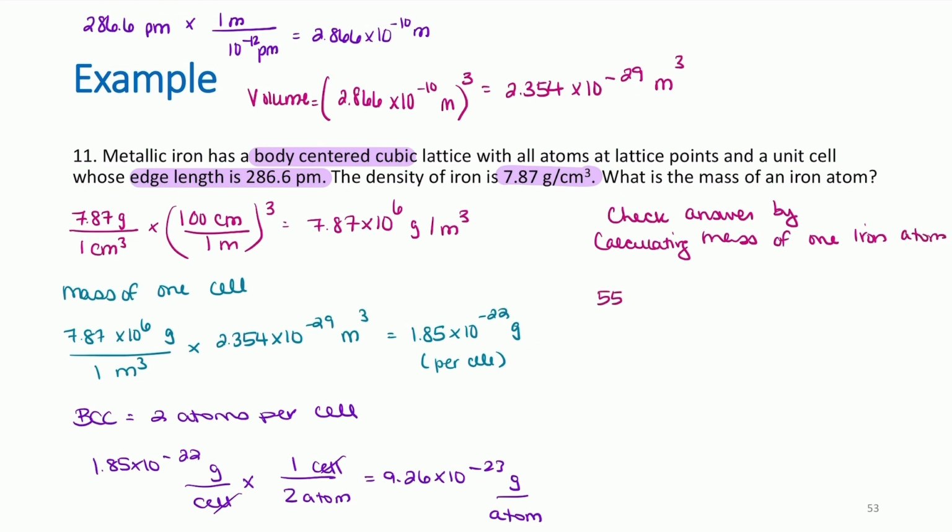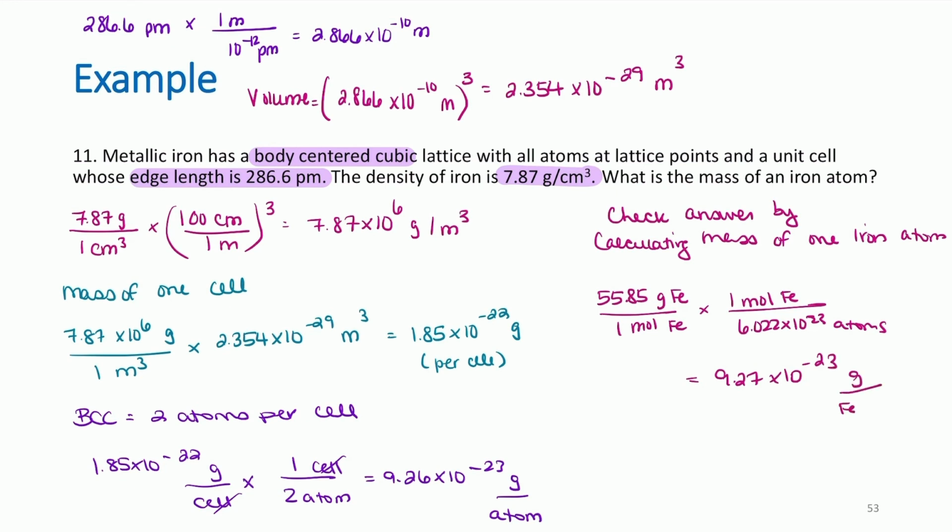I know iron is 55.85 grams per 1 mole. I know 1 mole is 6.022 times 10 to the 23rd. That gives 9.27 times 10 to the minus 23rd grams per iron atom. Answers are in agreement.